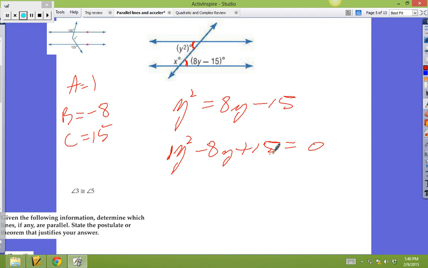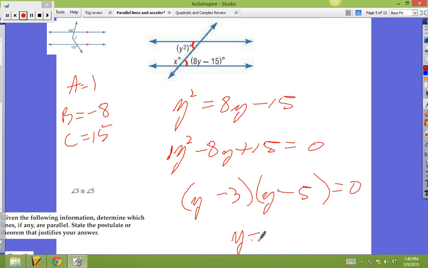So can you find 2 numbers that multiply to give you 15 but add to give you negative 8? If you factor it, you should factor it down to y minus 3 and y minus 5. They multiply to give you positive 15. They add to give you negative 8. So that means y could be 2 different things. Y could be 3, or it could be 5.